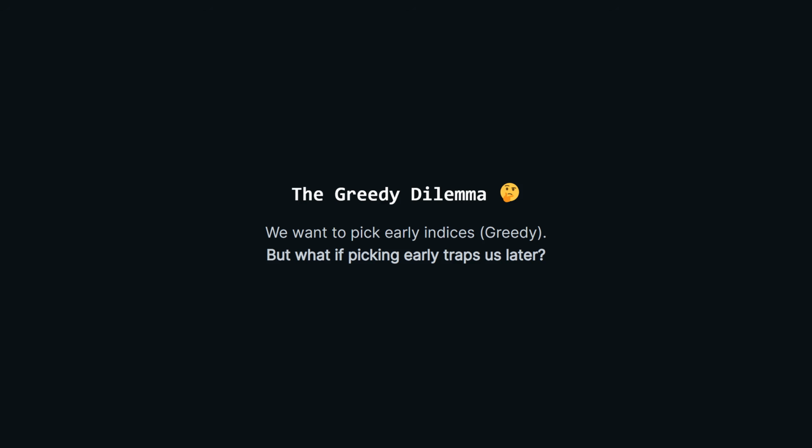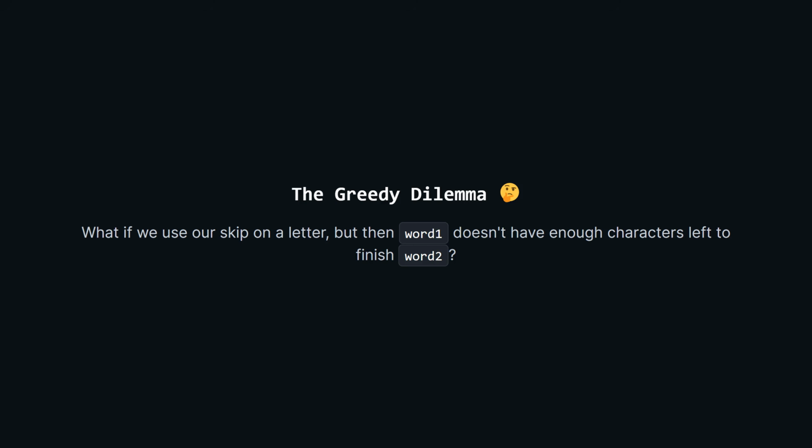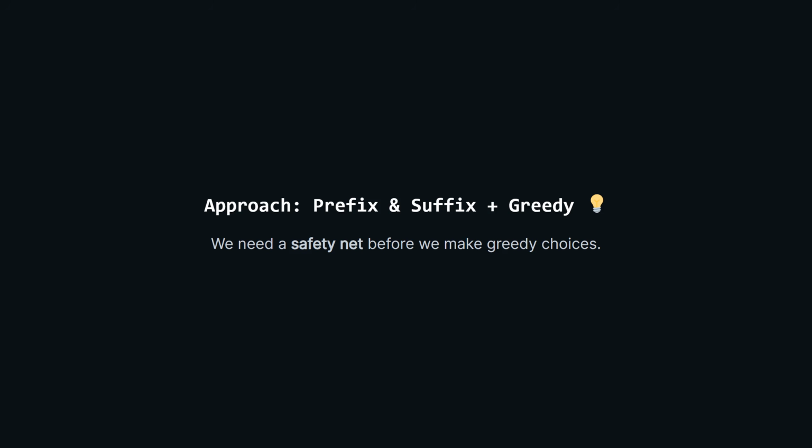Picking the earliest letters sounds easy, right? It's a greedy approach. But there is a huge trap here. What if using our free edit too early means we run out of letters later on? Imagine we use our one skip on the very first letter, but then we look at the rest of word1 and realize it's missing the ending of word2 completely. We would fail. To fix this, we need a safety net.